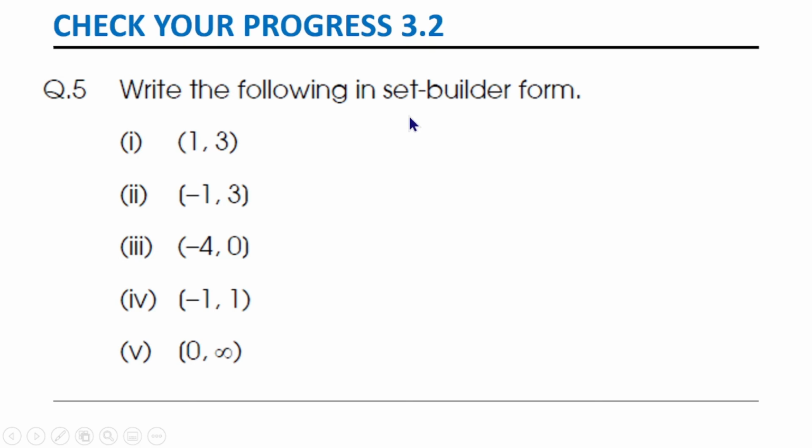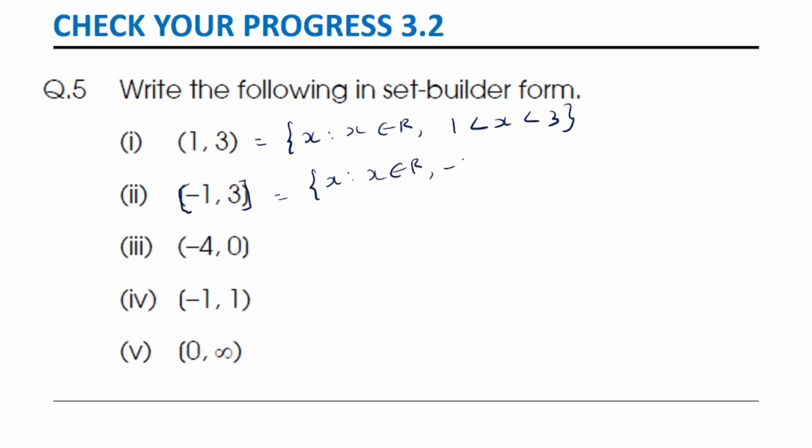Next one, write the following in set builder form. So it is open interval (1, 3). So this is equal to the set of all x such that x belongs to R, 1 less than x less than 3. Both 1 and 3 are not included. Then the next one, closed interval [-1, 3]. So this is equal to the set of all x such that x belongs to R, -1 less than or equal to x less than or equal to 3. So this interval consists of all those points from -1 to 3, including -1 and 3.